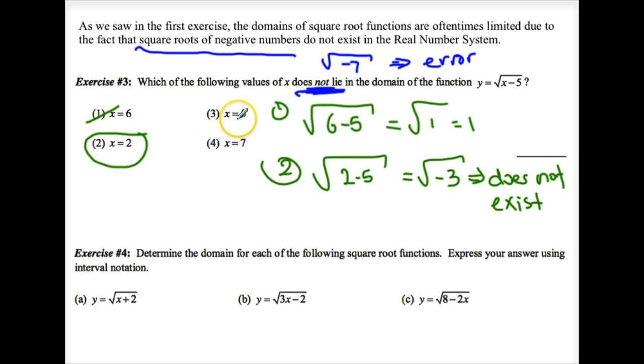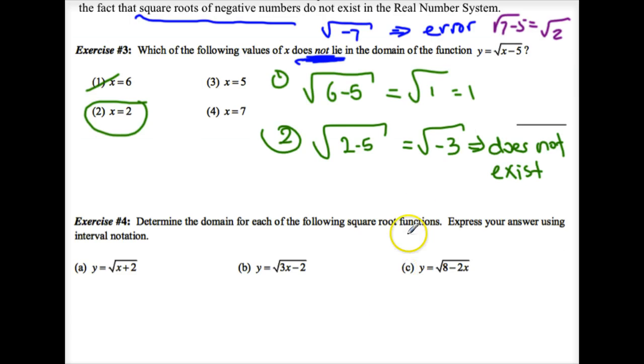If I was to plug in 5, I would get 5 take away 5, which is the square root of 0, which works. And if I was to plug in 7, I will get 7 minus 5, which is the square root of 2, and it will give me some answers.